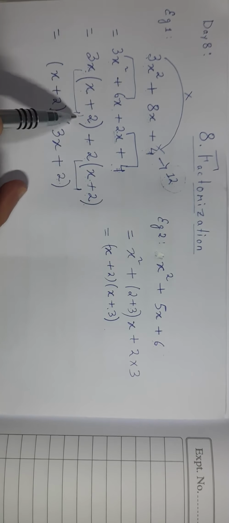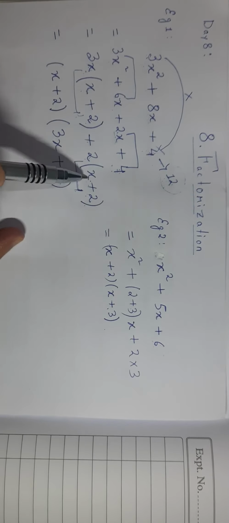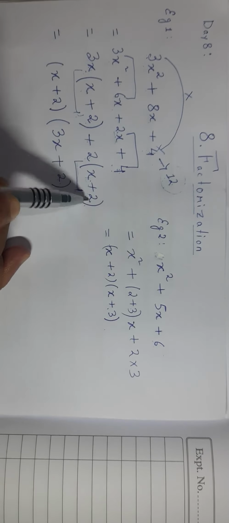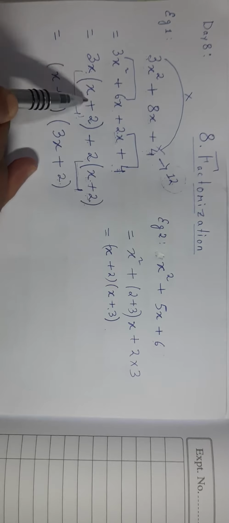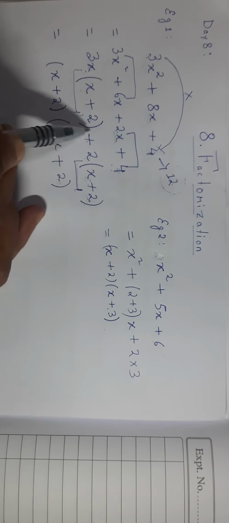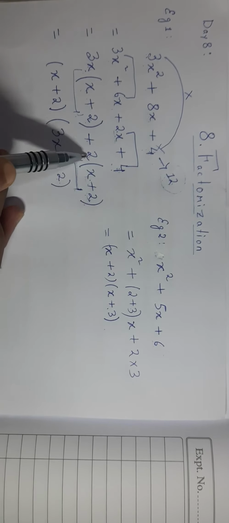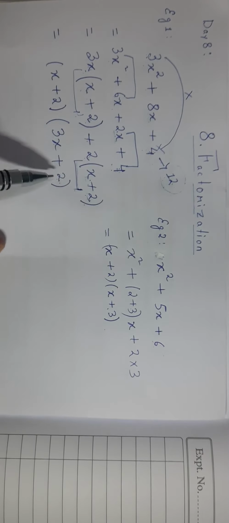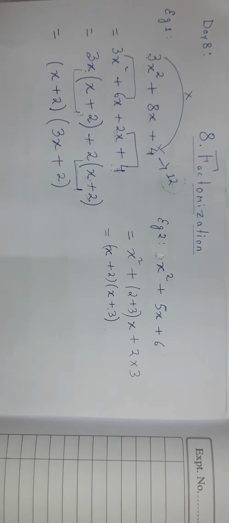This is first term, this is second term. Out of these 2 terms we find x plus 2, and this x plus 2 is common. So we have taken x plus 2 common. When we take x plus 2 common, from the first term we are left with 3x. Then the plus symbol we have written. From the second term we are left with only 2, since x plus 2 we have taken common. So 3x plus 2. These are the two factors of this expression 3x square plus 8x plus 4.